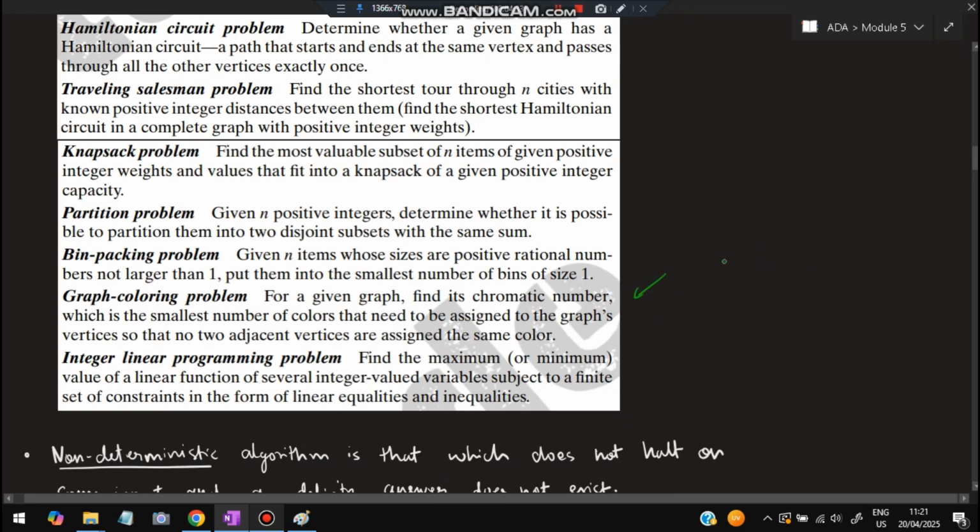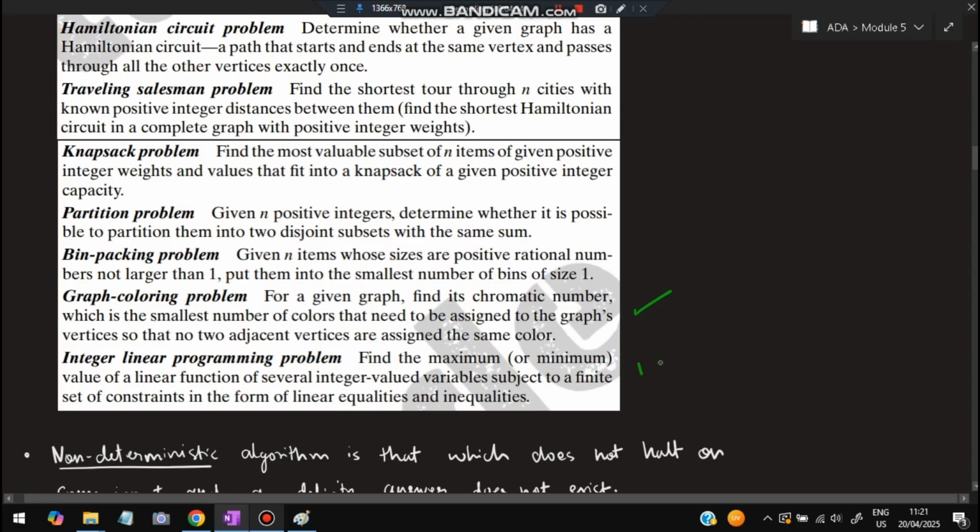And in graph coloring problems, there is a graph present here. Suppose that this is a graph. In this graph, no two adjacent nodes should have the same color. Suppose this is red, yellow, red. This is possible because the two reds are not interconnected. Whichever nodes are interconnected should not have the same color. That is the graph coloring problem.